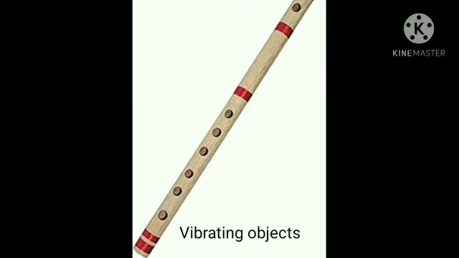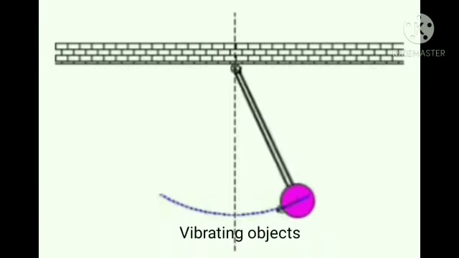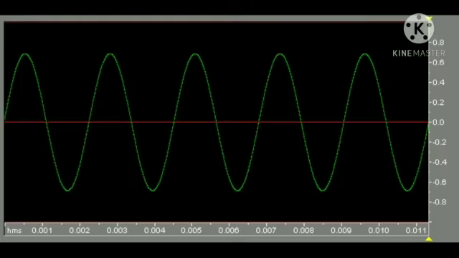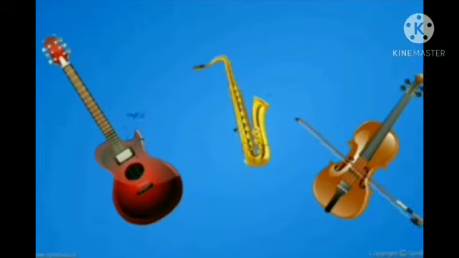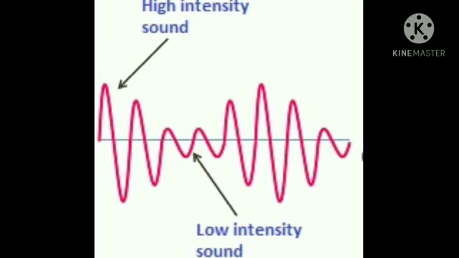Some vibrating objects produce sound of a single frequency, for example, a tuning fork. Some vibrating objects do not produce a sound of a single frequency. They produce sounds of other frequencies simultaneously. For example, guitar and sitar.